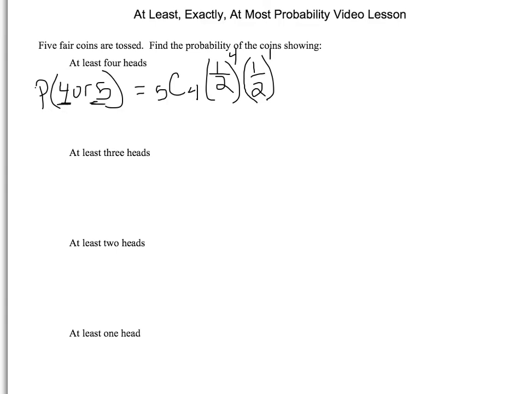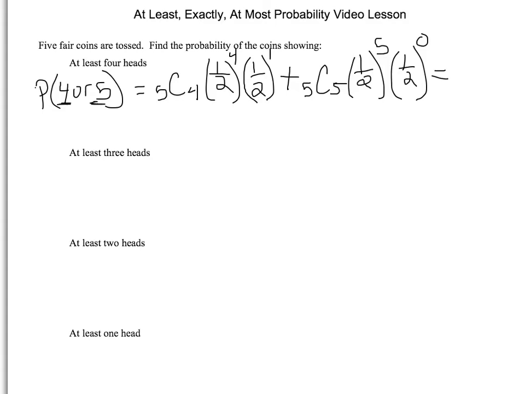Now for the probability of 5, I'm going to do plus for the or. Probability of 5: I still have 5 coins and I'm choosing 5 of them to be heads. The probability that I flip a heads is 1/2 and I want 5 of them. The probability that I do not flip a heads, that I flip a tails, is 1/2 and I want 0 of them.